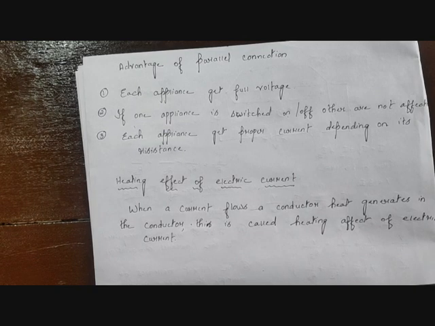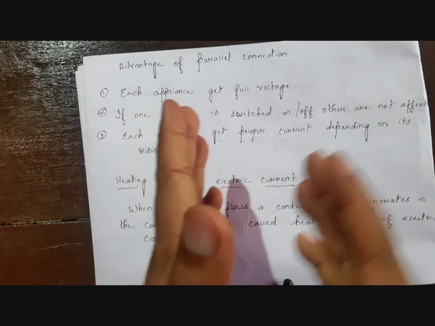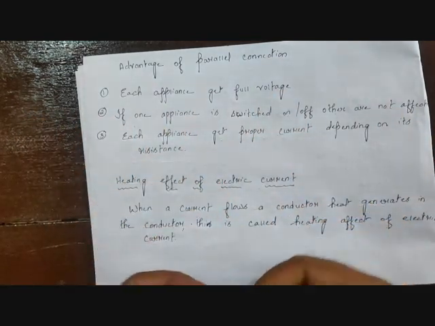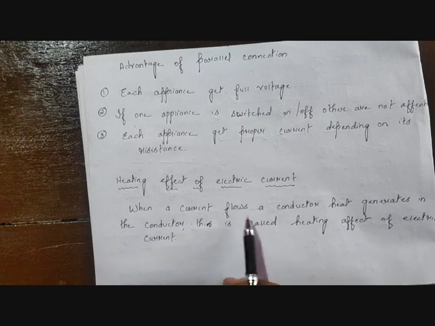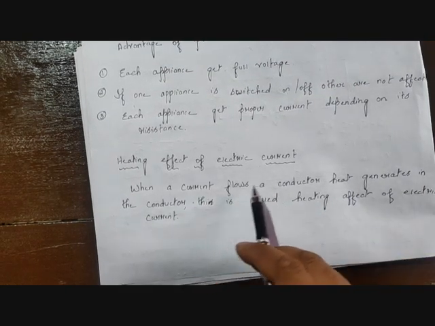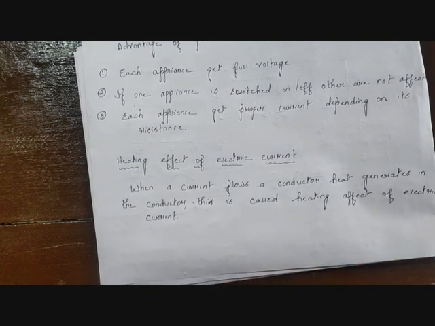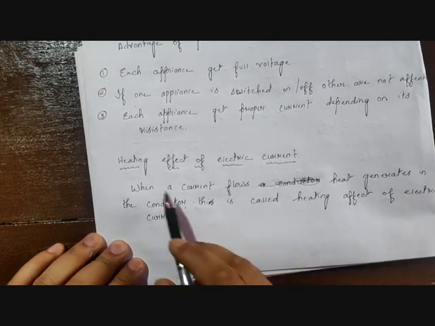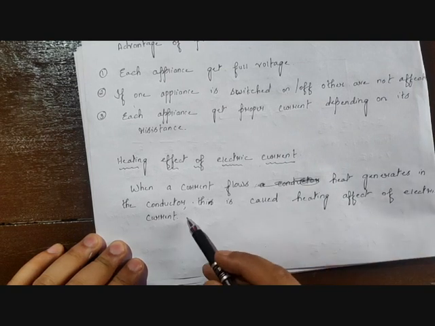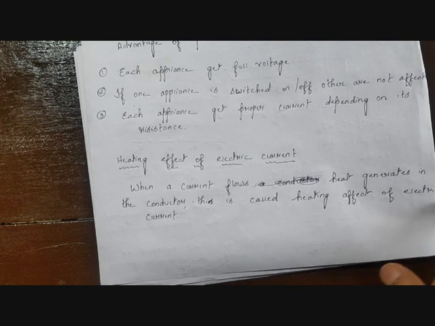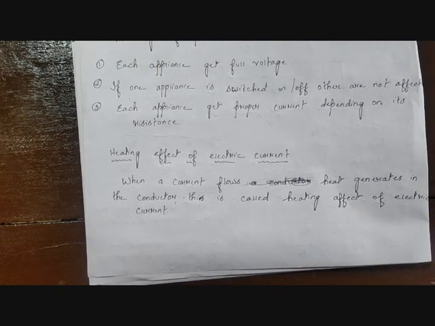What is the heating effect? For example, if I rub my hands like that, obviously my hands will heat up, right? So when a current flows through a conductor, heat is generated in the conductor. When a current flows, heat is generated in a conductor. This is called the heating effect of current. So again I repeat, what is the heating effect? When current flows. Clear.